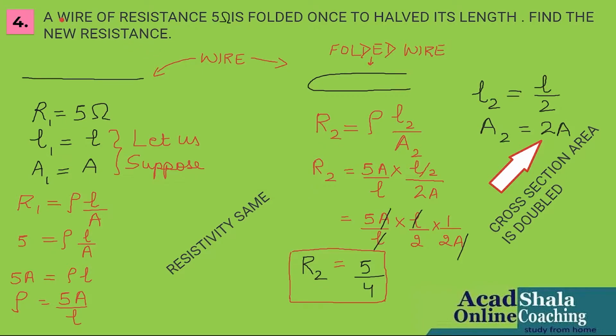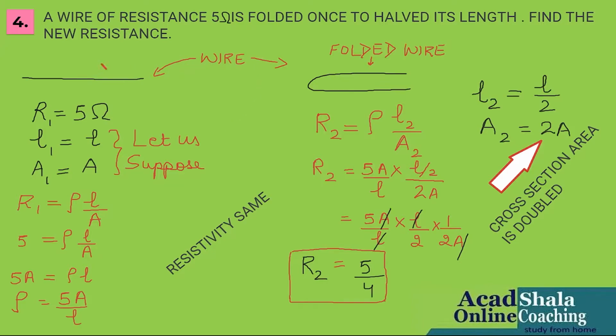The numerical says, a wire of resistance 5 ohms is folded once to half its length. Please concentrate on the language, what they are saying. Find the new resistance. Okay, so I am saying that there are 2 cases in this, which I really feel are there in the numerical. But how? That I have to solve.